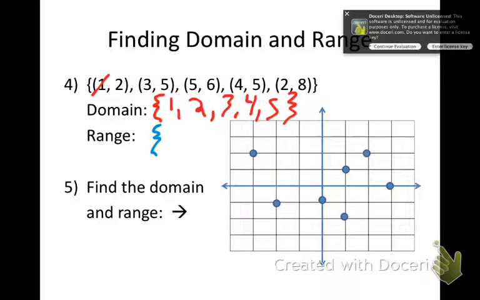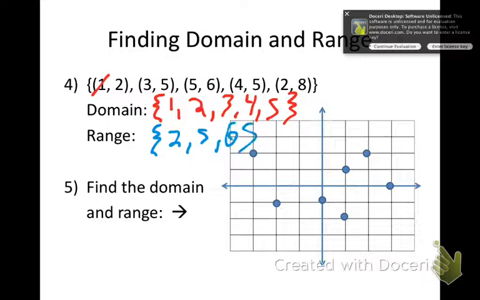What values are in the range? Nolan? 2, 5, 6, 5, 8. So what's the range then? I agree, those values are in there. So how would you say the range? What numbers are in the range? 2, 5, 6, 8. There you go.